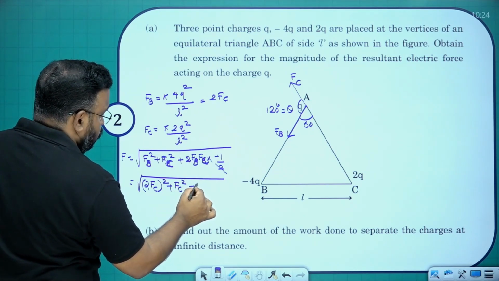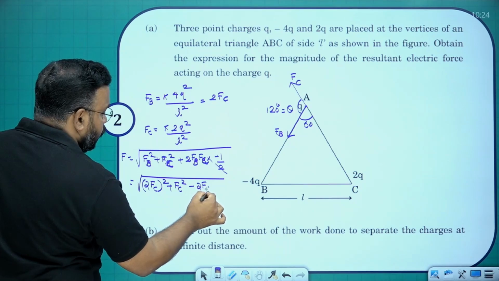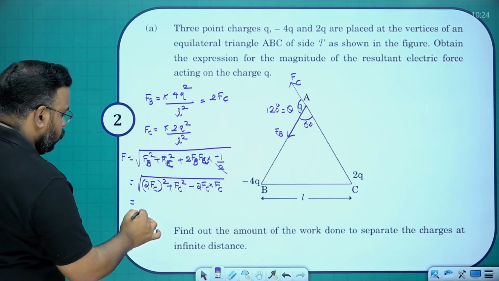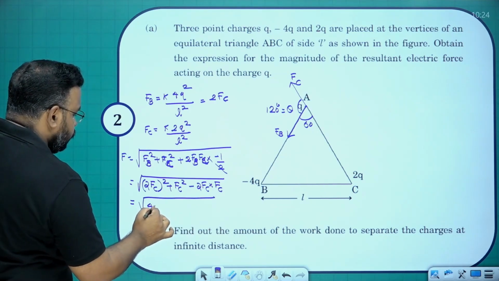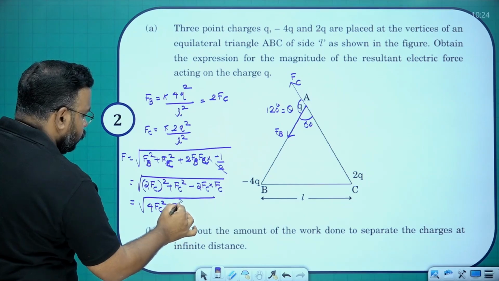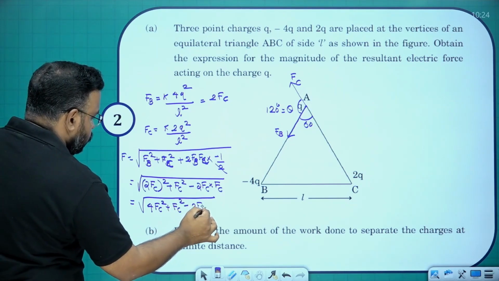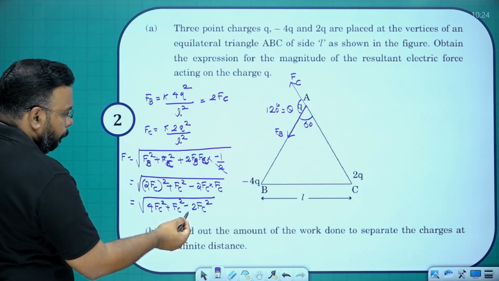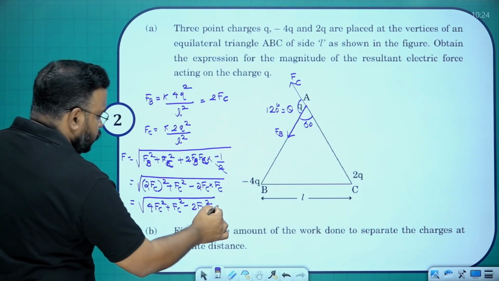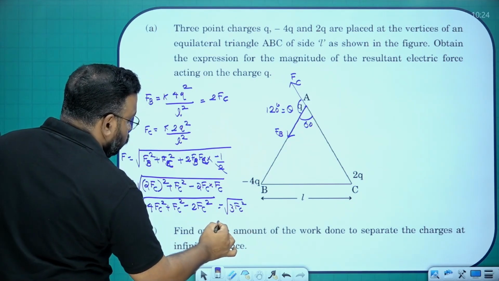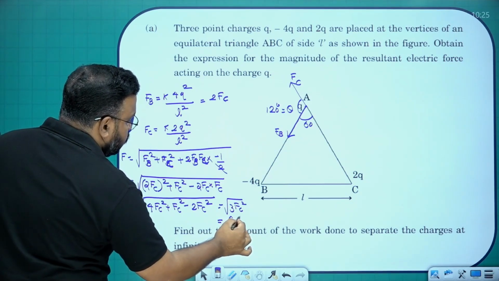So FB is again what? 2FC into FC. So we get root of 4FC square plus FC square minus 2FC square. Got it? So 4 minus 2FC square. So total we get 3FC square. Root of 3FC square, which is equal to root 3 times FC.